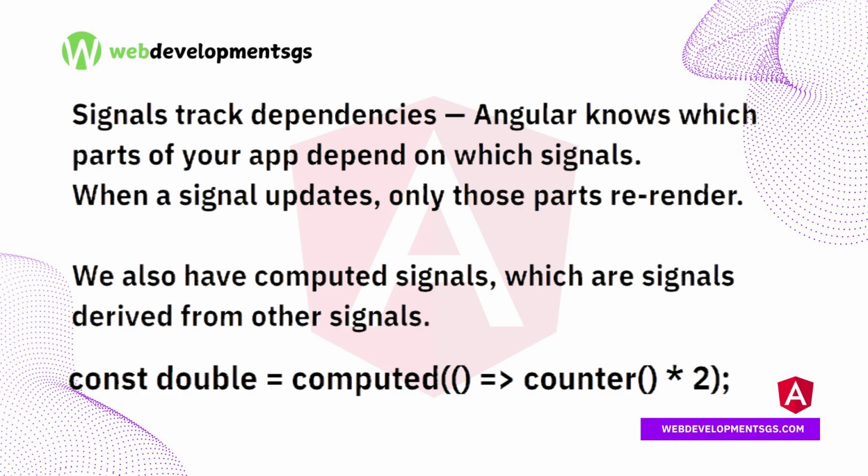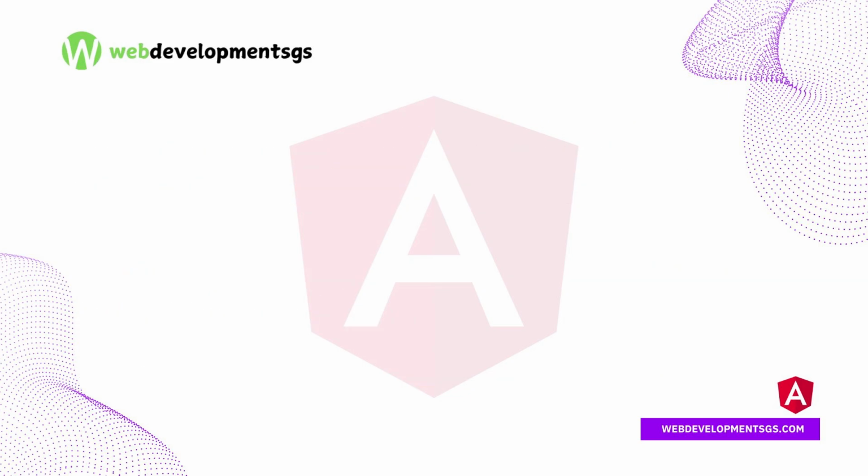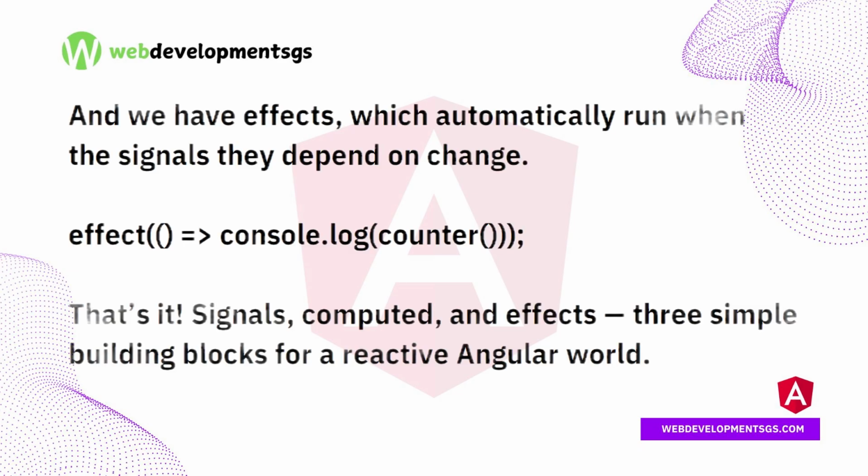We also have computed signals, which are signals derived from other signals. And we have effects, which automatically run when the signals they depend on change. That's it. Signals, computed and effect. Three simple building blocks of a reactive Angular world.